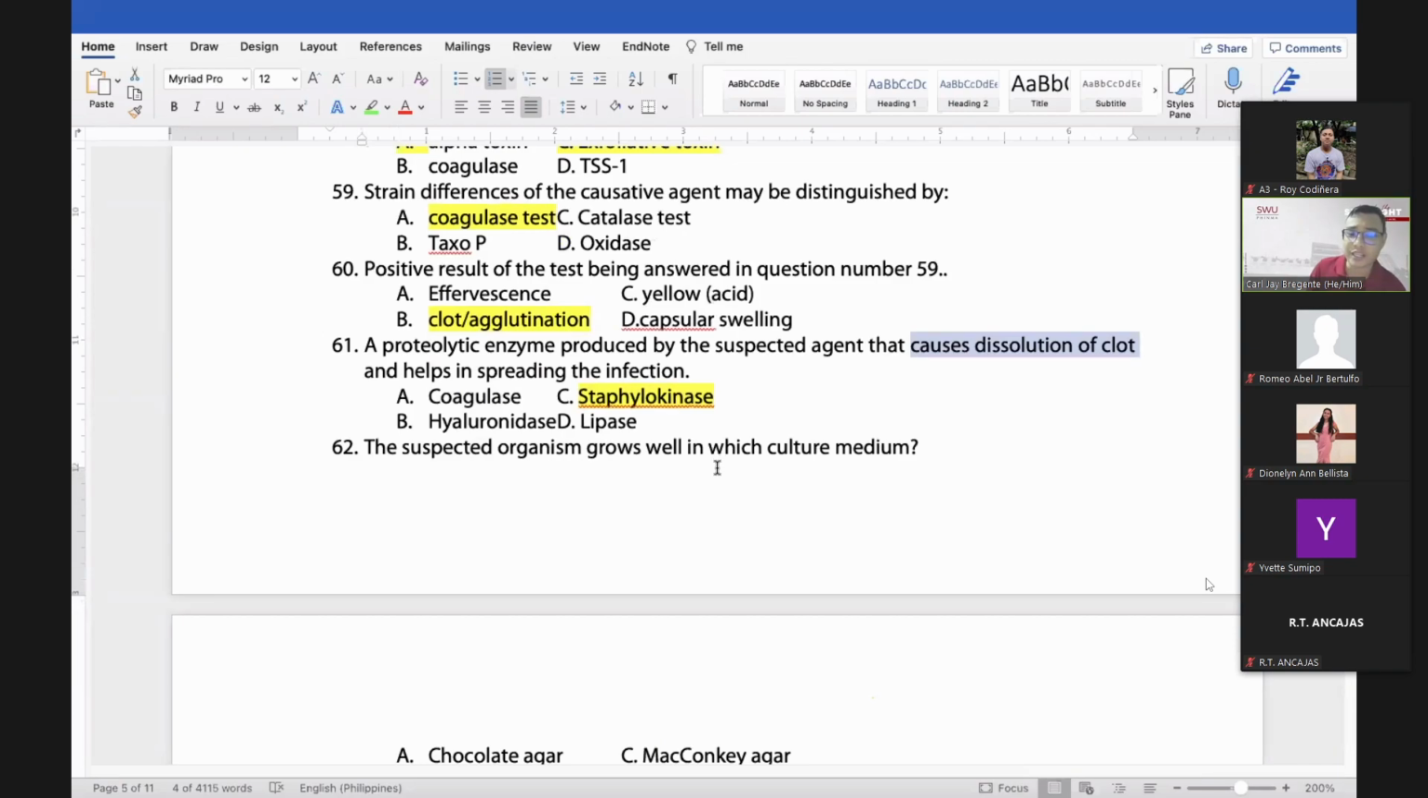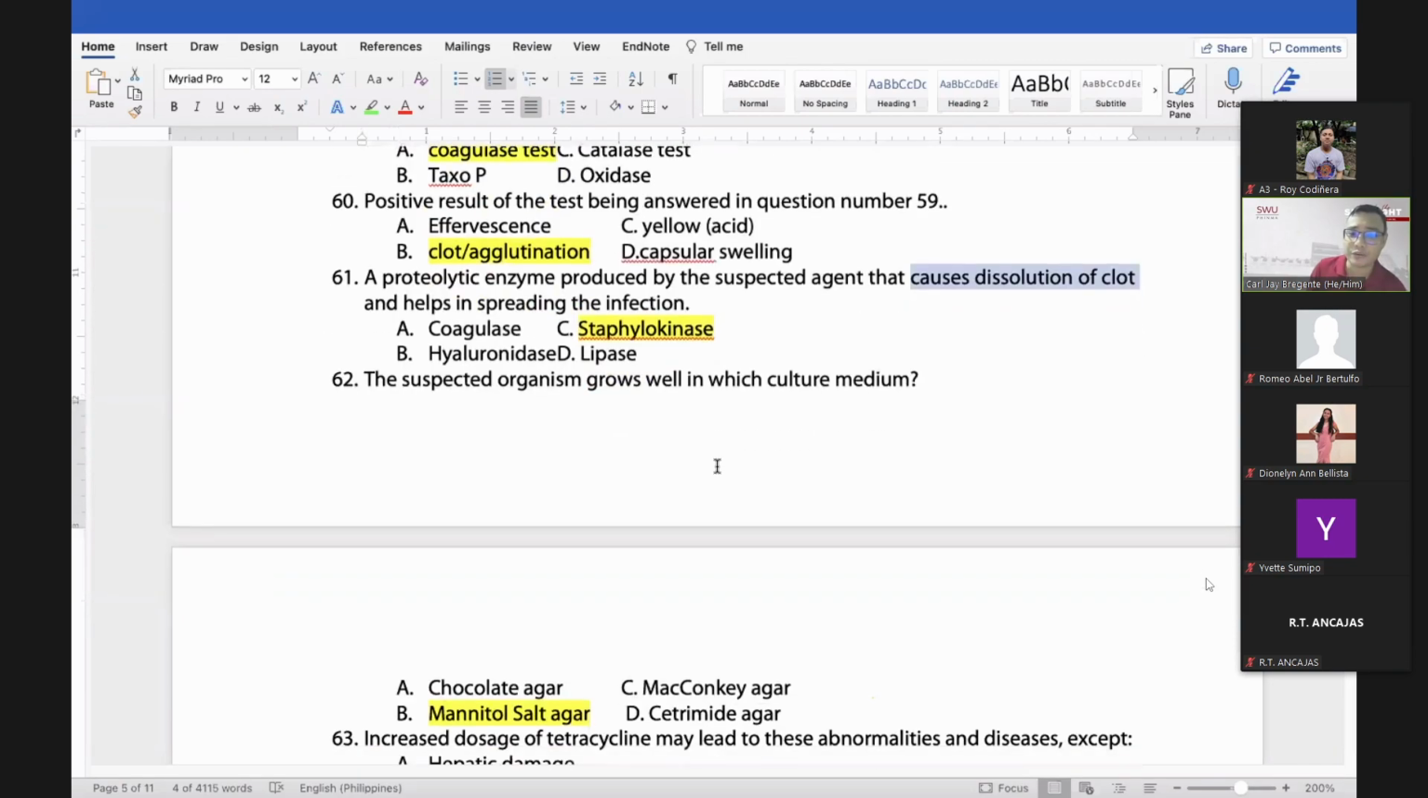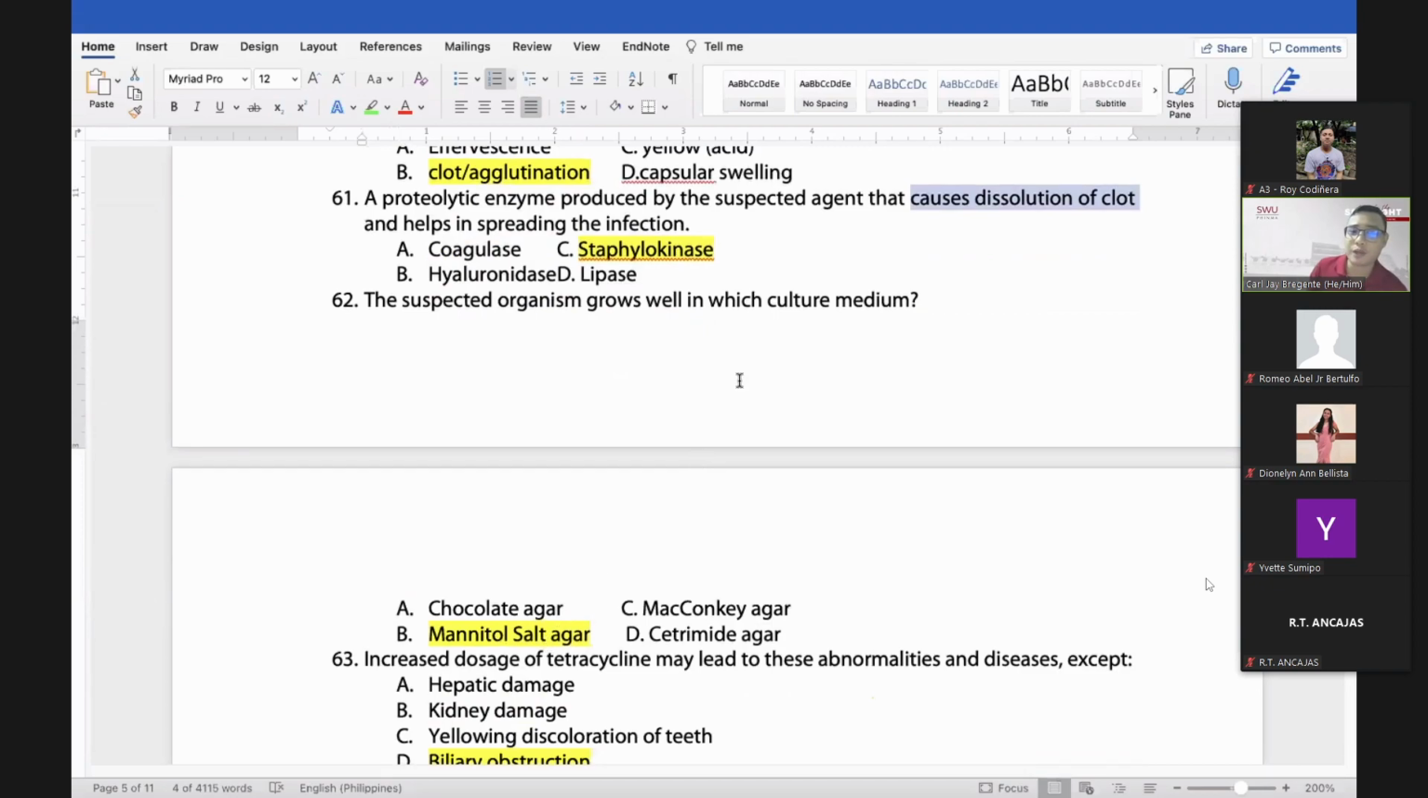62, the suspected organism grows well in which culture medium? So you have there, you know staph, so mannitol salt agar is the best answer. Okay, although staph will grow on chocolate agar, this is not the best answer for this question. MacConkey will not really grow because MacConkey contains some inhibitory agents for gram-positive organisms. Cetrimide agar is a selective culture for Pseudomonas for the detection of pigments.